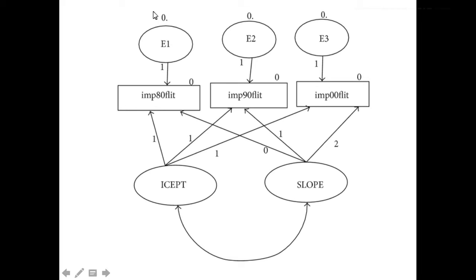The other thing you're going to see is these zeros up here and these zeros here. So we're going to constrain the means of these items to be 0 because we're forcing the mean, the intercept value sort of over here, and the slope value, so the average slope over here.